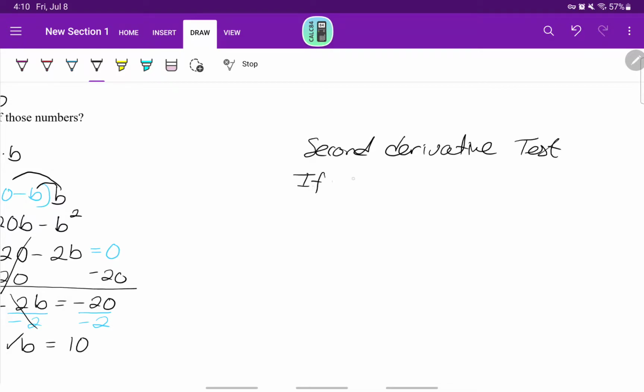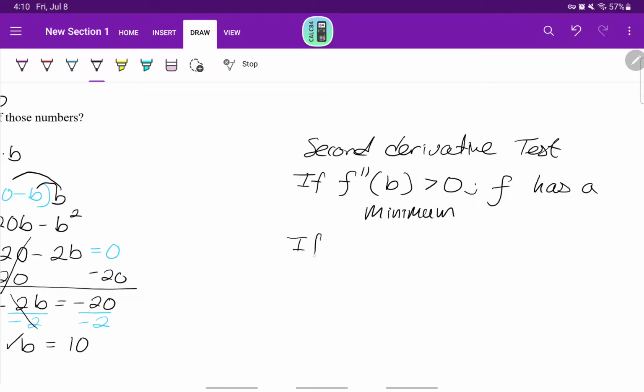If f double prime of the critical number, which is going to be B in this case, is greater than 0, then the function f has a minimum. If the second derivative of the critical number, which I'm going to call in terms of B, since that's my variable, is less than 0, then the function has a maximum.